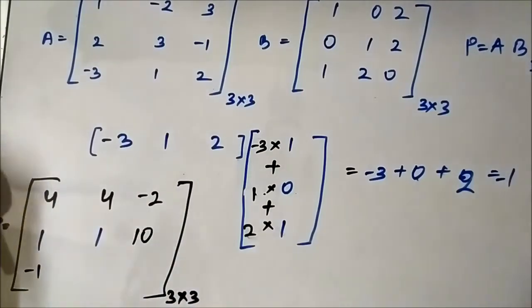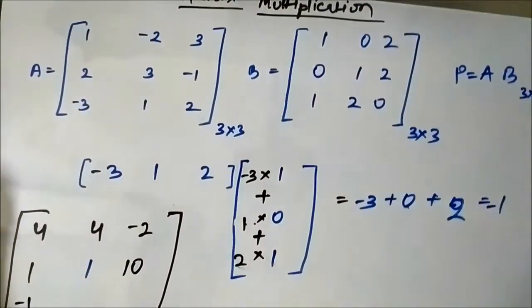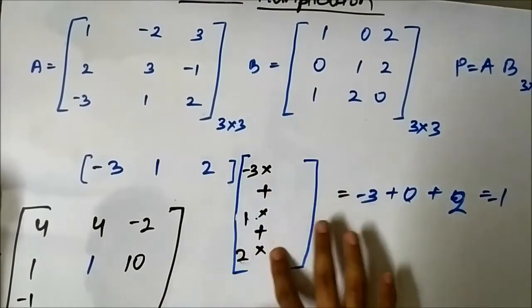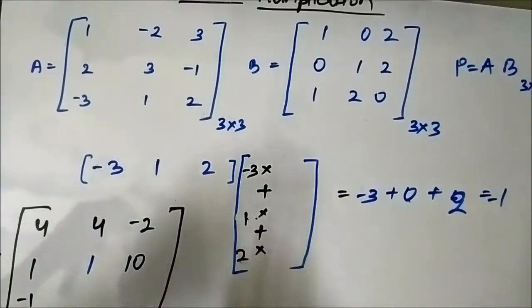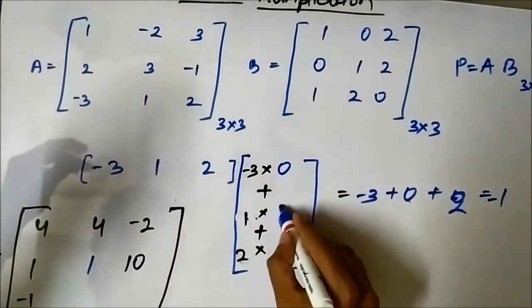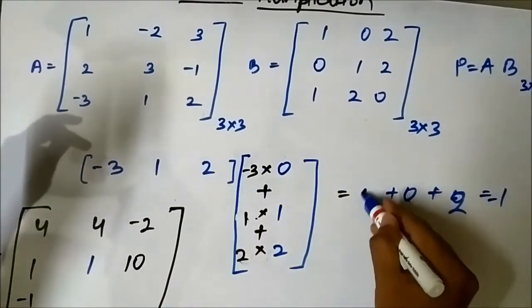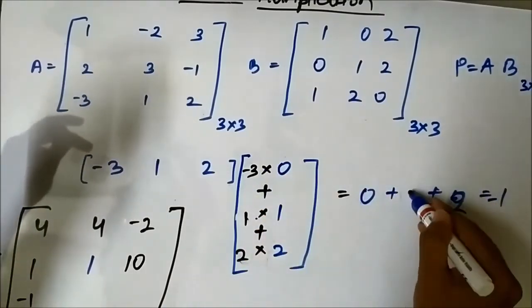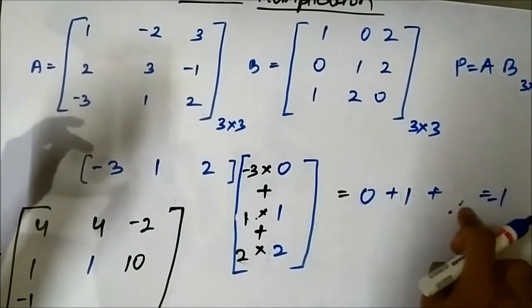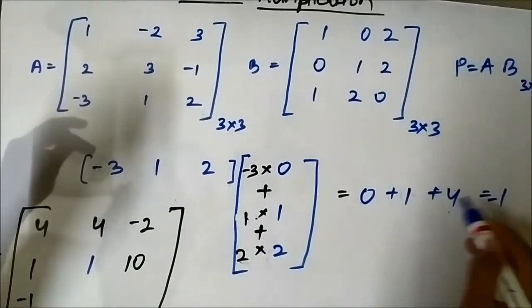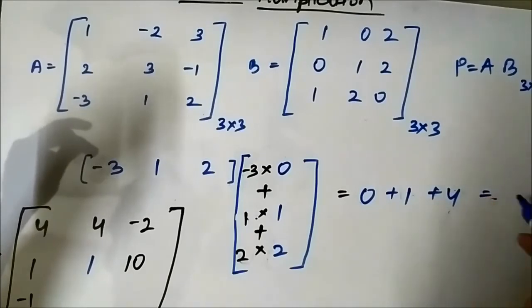Next it will be multiplied with the second column, 0, 1 and 2. This will give us minus 3 into 0, this is 0, 1 into 1, 1, and 2 into 2, which is 4, which makes 5. The result is 5.